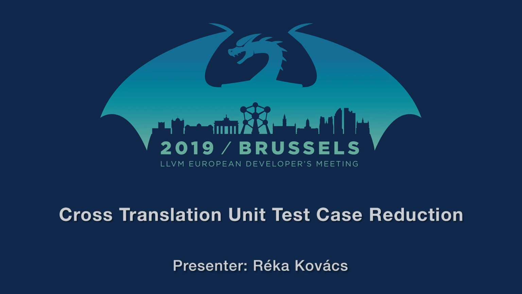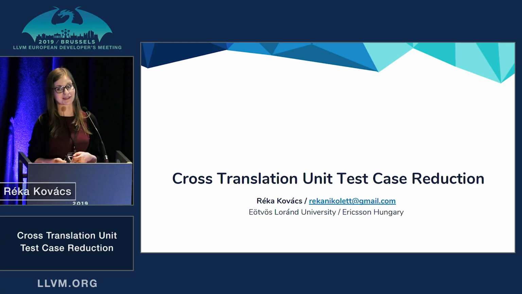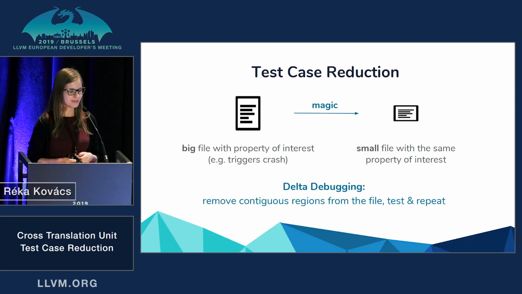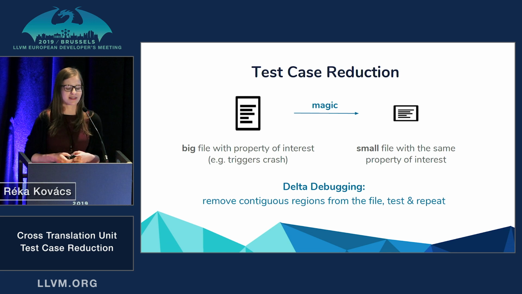So in this second talk, I would like to talk about a problem that I call cross-translation unit test case reduction in C and C++. Please note that this is a problem statement and not a solution. We are all familiar with the situation when we have this huge source code file that triggers a compiler bug or a compiler crash, and we want to generate a minimal example that reproduces the problem.